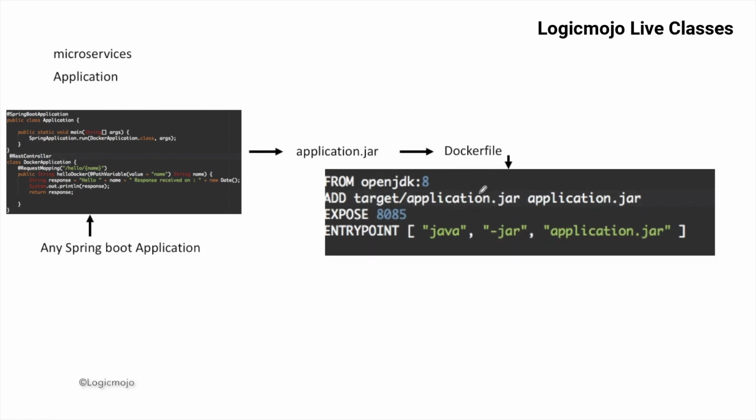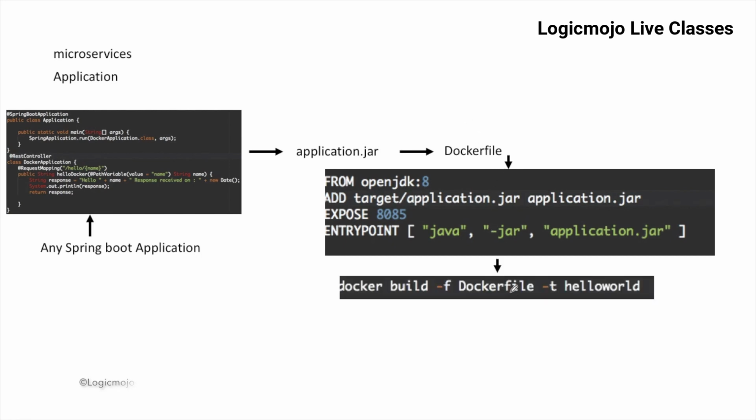Once the Dockerfile is created, we need to deploy our jar into a Docker image and then start that image. So there are two steps. We need to create an image, put our jar into the image, and then we need to start that image. This docker build command will create an image and deploy our jar inside the image.